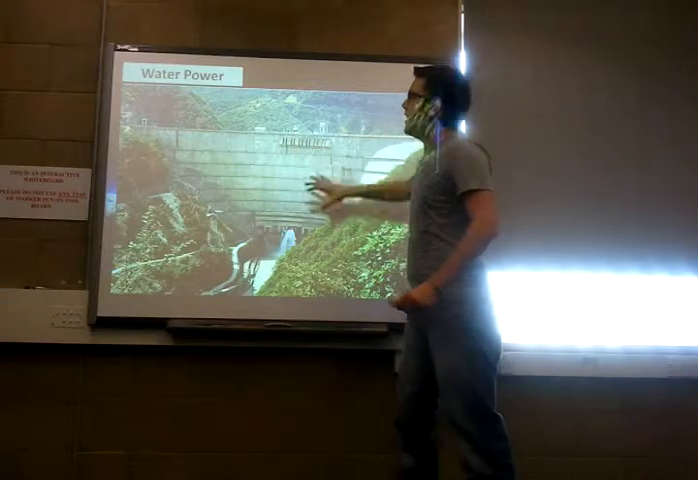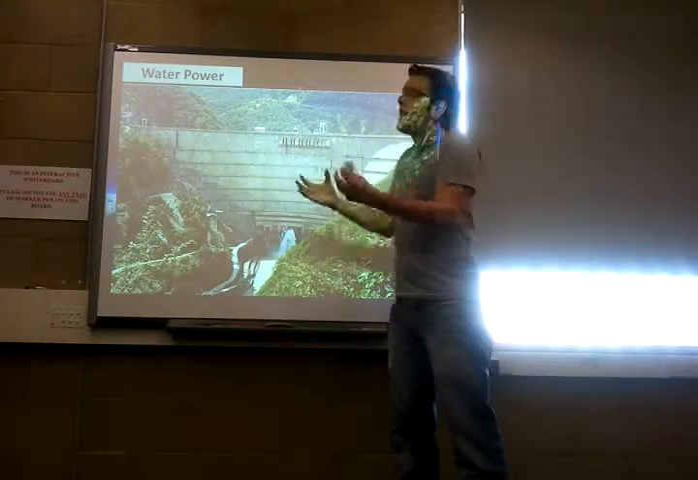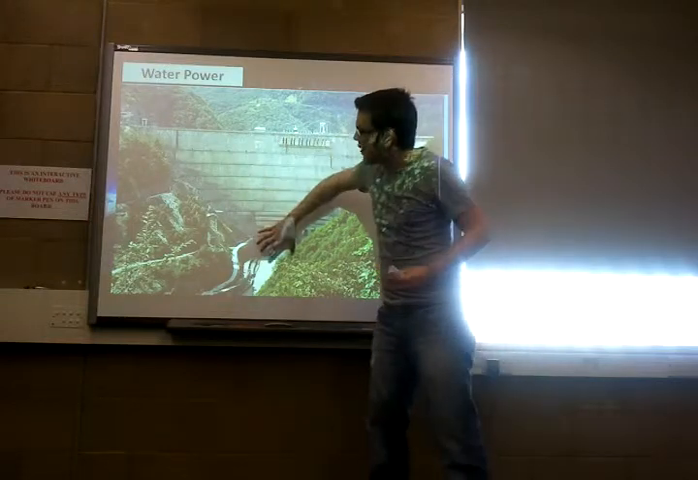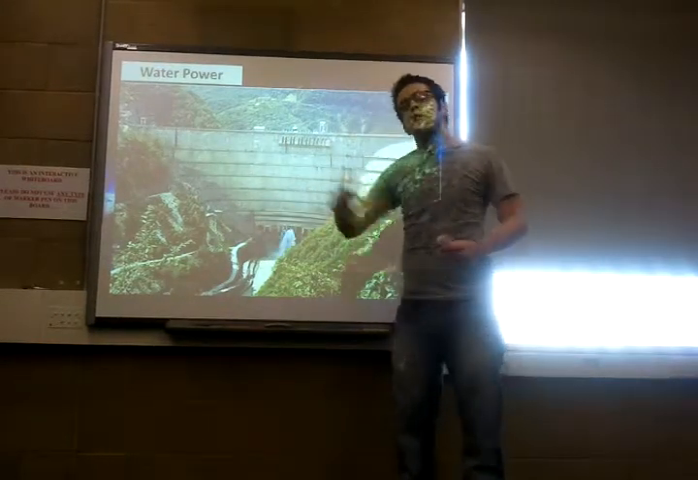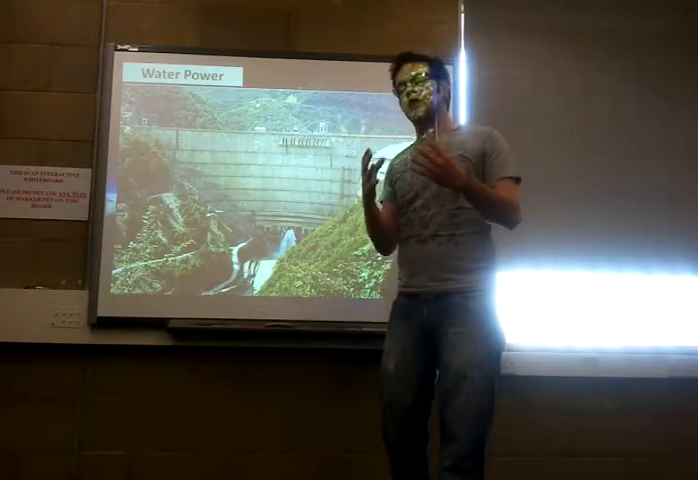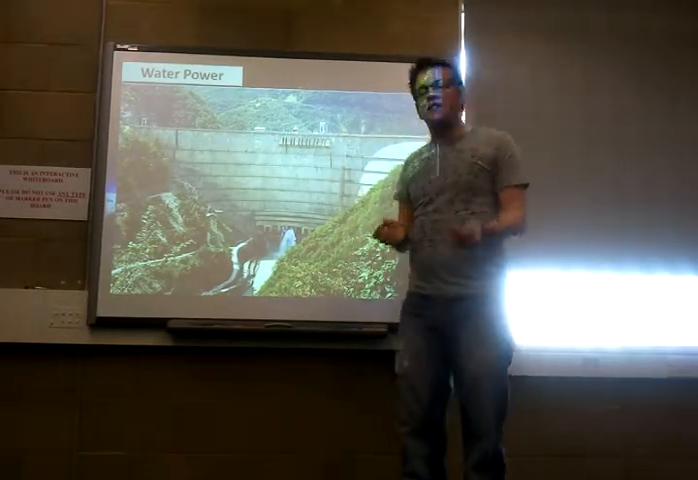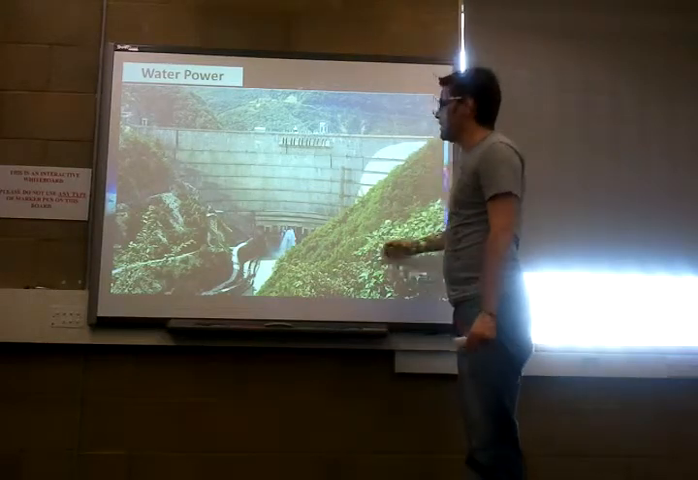Again, it's built, it stores water behind it, massive amounts of gravitational potential energy stored before, which is then let out at the bottom, through flow, through a turbine, which spins and creates electricity through our generator. So let's look at the advantages and the disadvantages of all of these.